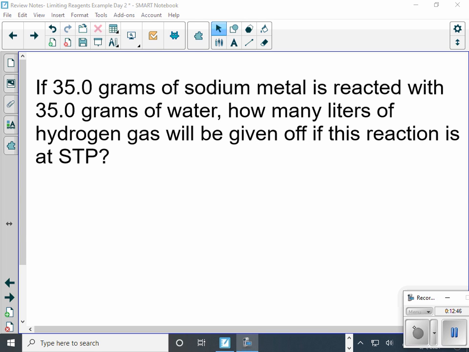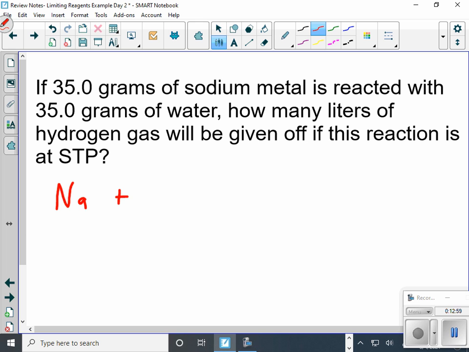Sodium is above that line, so this reaction will occur. I need to make sure I check that. This reaction will occur. So I have sodium metal reacting with water to produce a metal hydroxide, my metal is sodium, so sodium hydroxide and hydrogen gas.